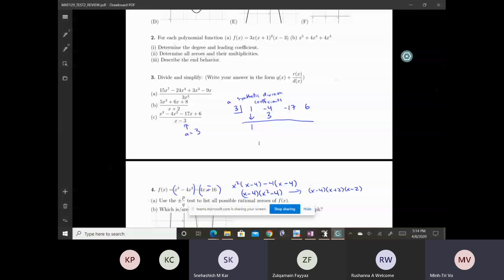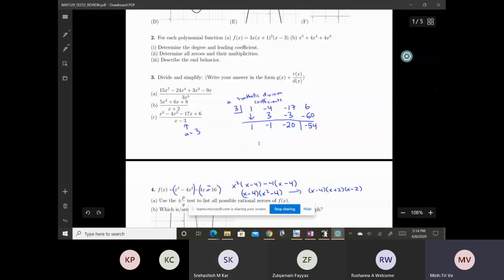And then you add going down. Negative 4 plus 3 is negative 1. And then you repeat the procedure. Negative 1 times 3 is negative 3, and then you add going down. So negative 17 plus negative 3 is negative 20. And then you multiply negative 20 times 3, negative 60, and then you add going down, 6 plus negative 60, and this is negative 54.